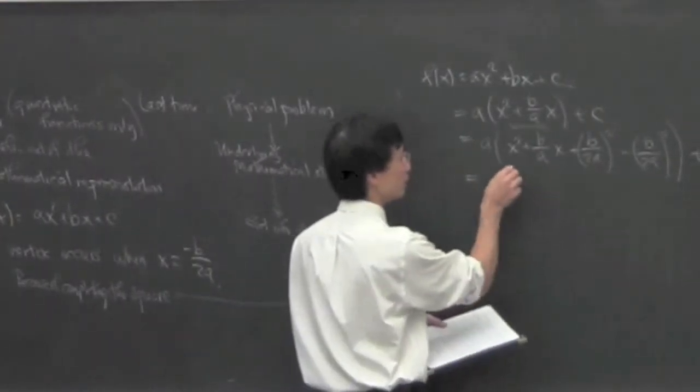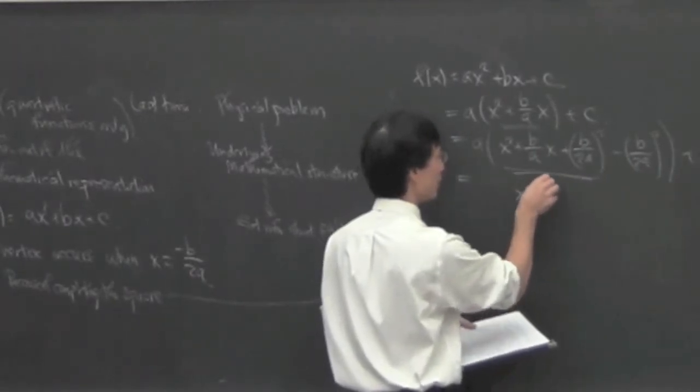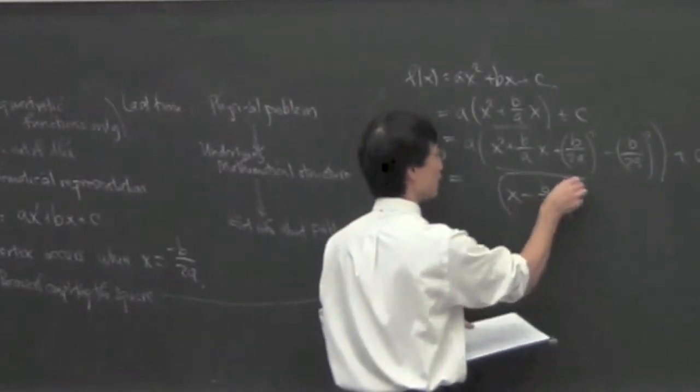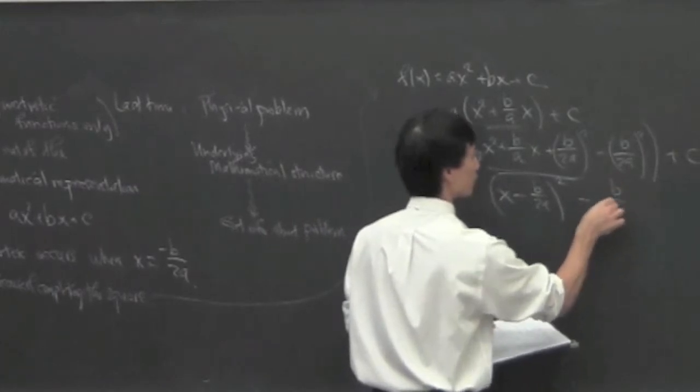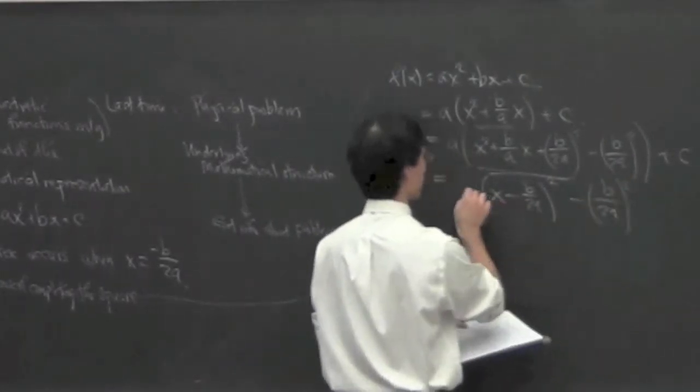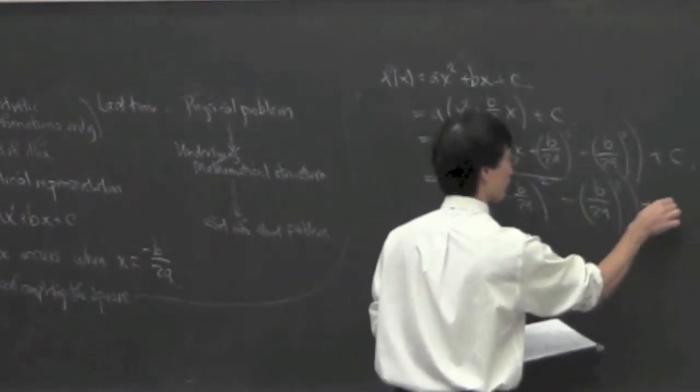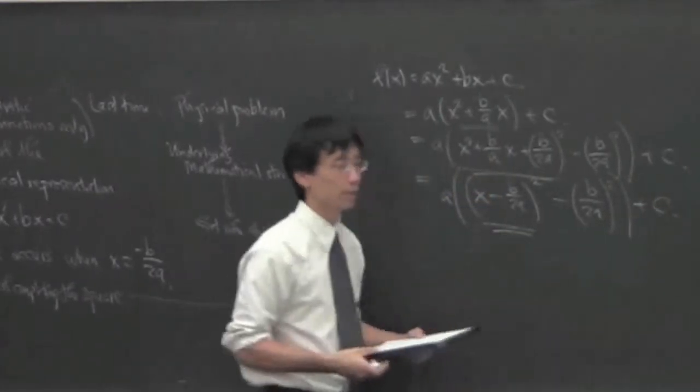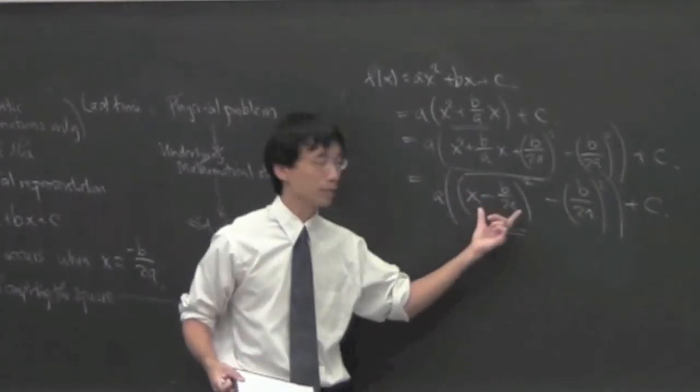Okay, and then this part turns into x minus b over 2a, quantity squared. And we see that the vertex is when x equals b over 2a.